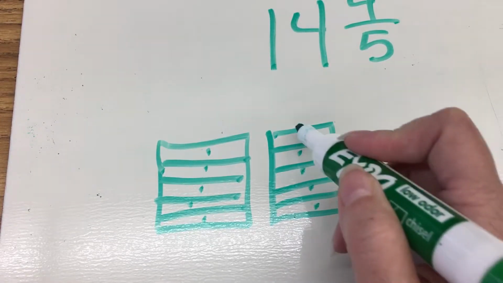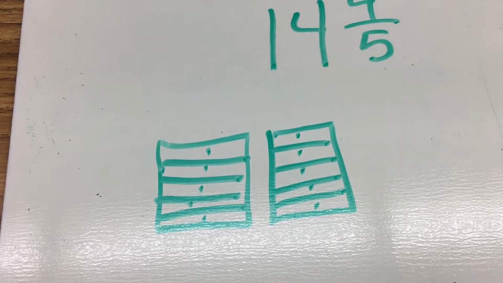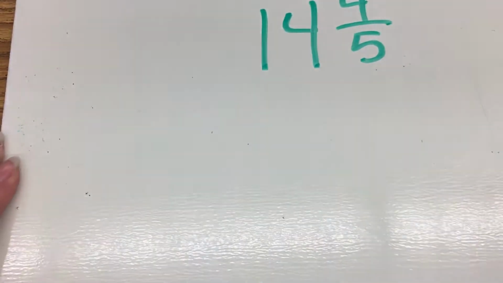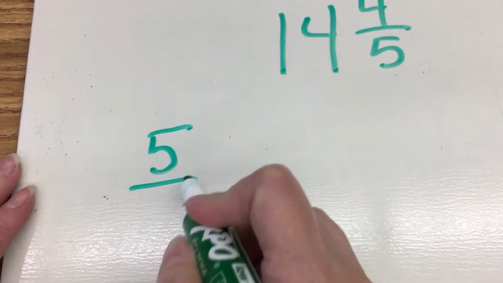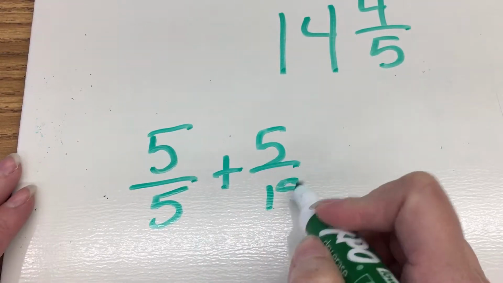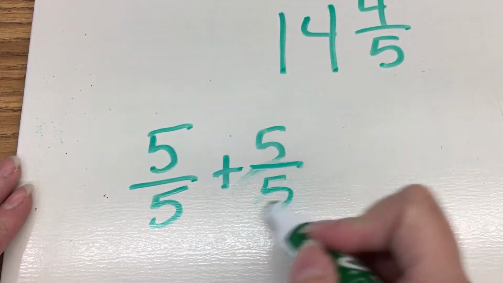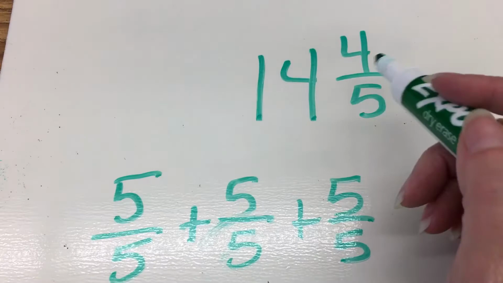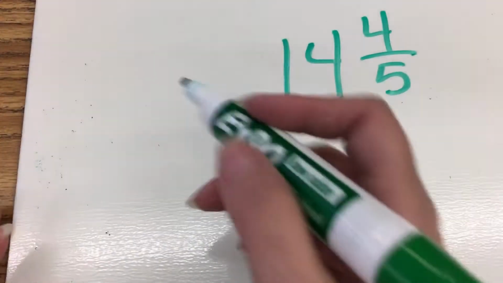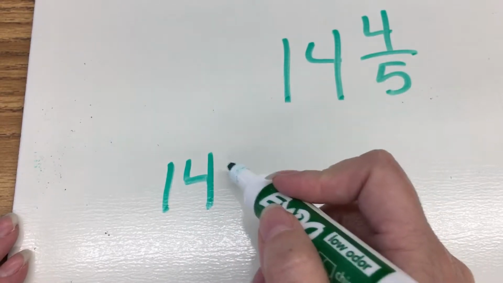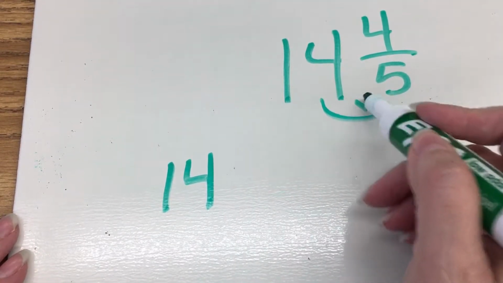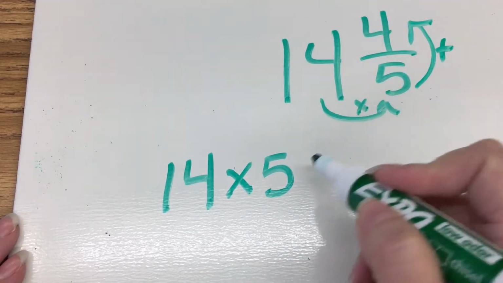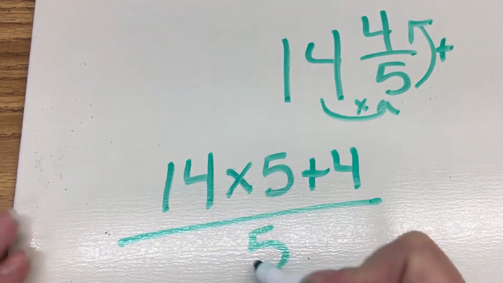And if students are in this stage, that's okay. They're just going to draw 14 of these, and one of them will have 4/5. The next stage is to do 5/5 plus 5/5, and then do that 14 times and then add the final 4/5. What we're trying to move towards at the end of all this is 14 times 5 plus 4. And all that is going to be over 5.